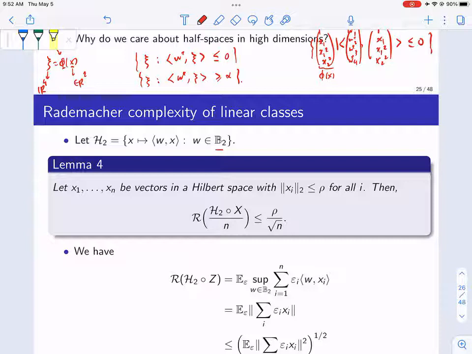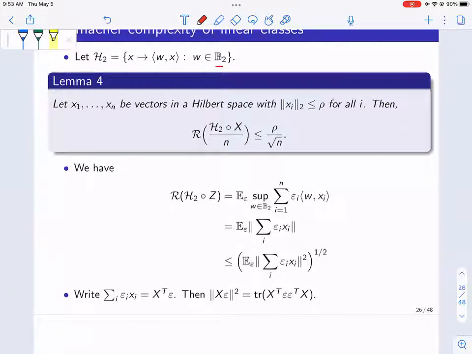Then the Rademacher complexity of this, let's say, this is, if you recall, the restriction. H2 restricted to X is the set of all things that look like (Hx1 up to Hxn) as H varies in H2. This is controlled by rho over root n. And it doesn't have anything to do with the dimension anymore, right? So let's see how this works.